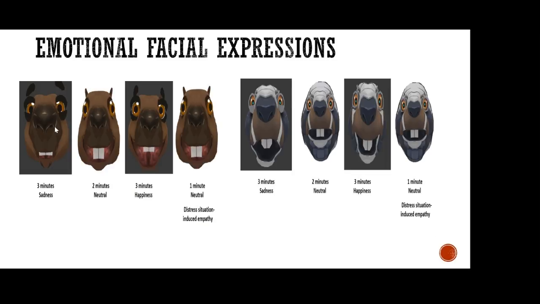In two conditions, the beaver with a biology, natural body has 3 minutes of sadness, 2 minutes neutral, 3 minutes of happiness, and 1 minute neutral. Because this is a distress situation induced to evoke empathy, we don't want the participant to imitate the emotional expression of the animal, and this is the reason we put neutral. And the robot is the same: 3 minutes of sadness, 2 minutes neutral, 3 minutes of happiness, and 1 minute neutral in the distress situation.